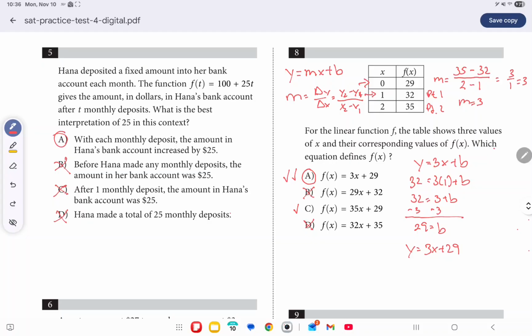So I move to answer C. If I plug in 1 for x in C, I get 35 times 1, which is 35. 35 plus 29 is 64. 64 is not equal to 32. Therefore, that answer is incorrect. So our correct answer is A.